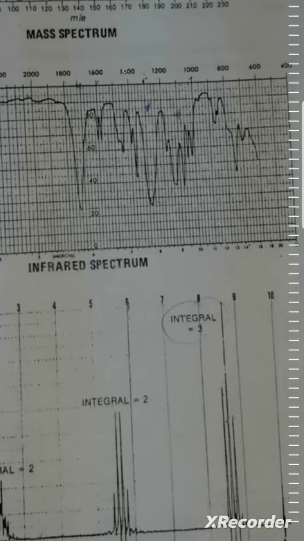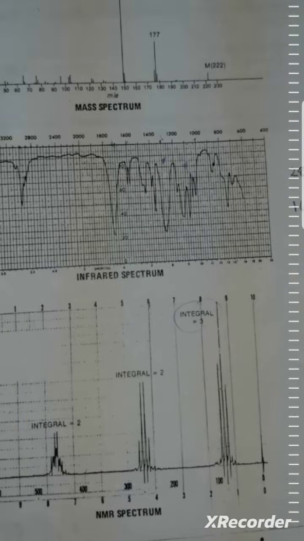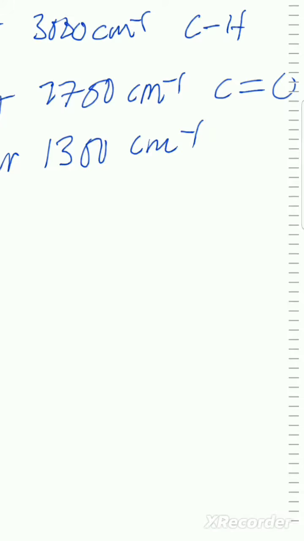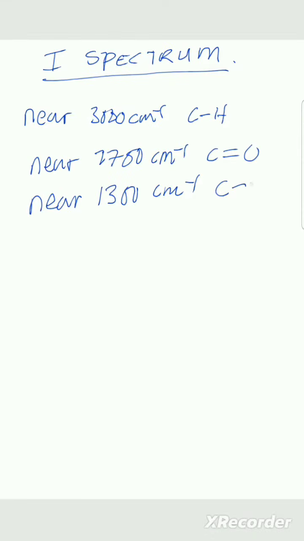You can check. This is between 14, which is 1200, to 13, which is 1300. So this one is an ether, which is CO stretch. So I'm going to write there, which is CO stretch, like that. So that is my data on the IR spectrum, or the infrared spectrum.